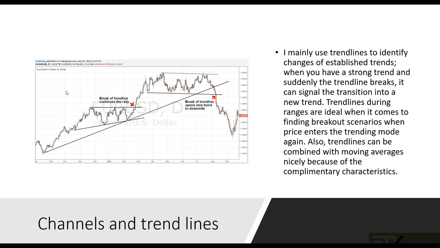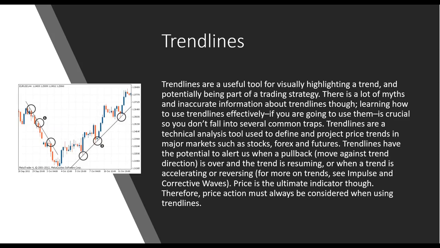So I mainly use trend lines to identify changes of established trends. When you have a strong trend and suddenly the trend line breaks, it can give you a signal transition is about to happen. Trend lines during ranges are ideal when it comes to finding breakout scenarios. Also, trend lines can be combined with moving averages nicely because they have complementary characteristics. Now, trend lines are a useful tool for visually highlighting a trend and potentially being part of a trading strategy. Now, there are lots of myths and inaccurate information in trend lines.